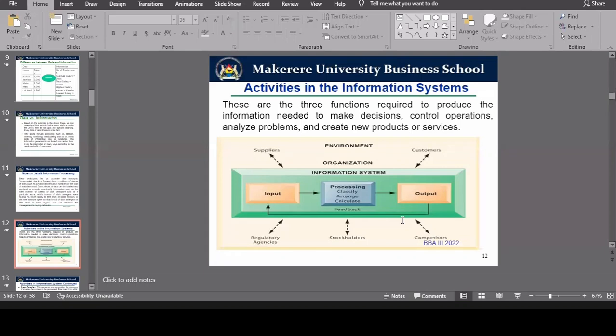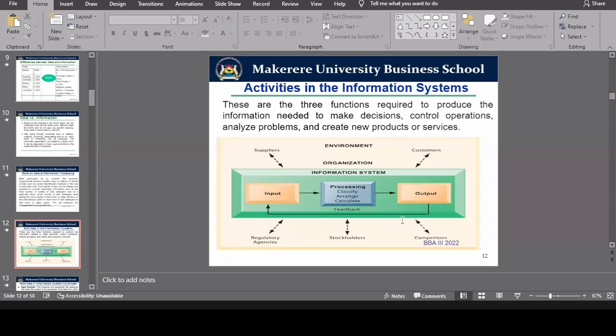Activities in the information system, that one I think is very clear to all of us. If you remember, that is something you must have seen also in ICT 1, where we are saying that there are 3 functions that are required to produce information needed to make decisions, control operations, analyze problems, and create new products and services. We have the input function, or the input activity, the processing activity, and the output activity.